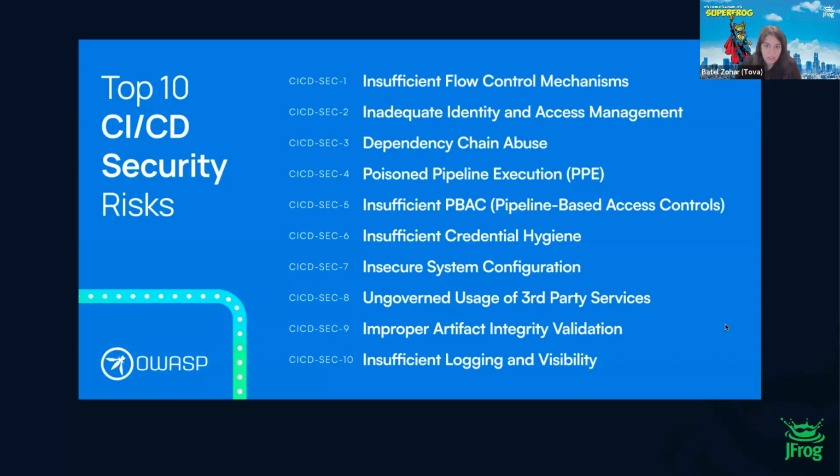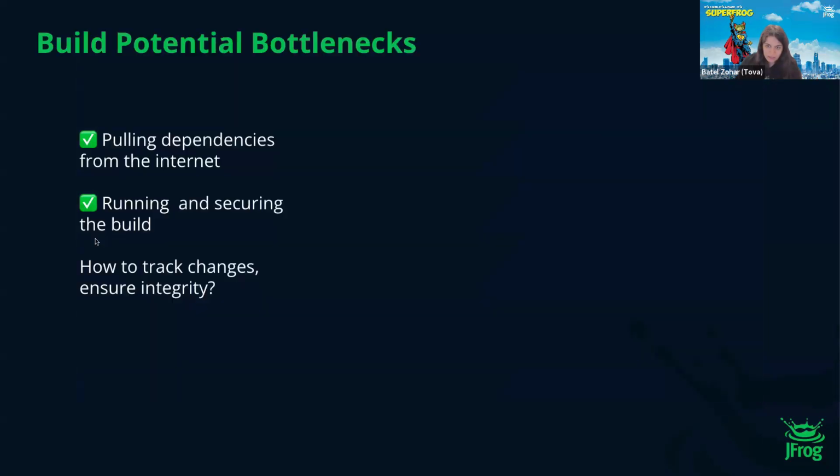So to manipulate the build process by injecting malicious code or commands into the build pipeline configuration, essentially it's poisoning the pipeline and running malicious code as part of the build process, right? That's pretty cool. So I really recommend you check this list later on. And let's move on to how to track changes and ensure integrity, right?